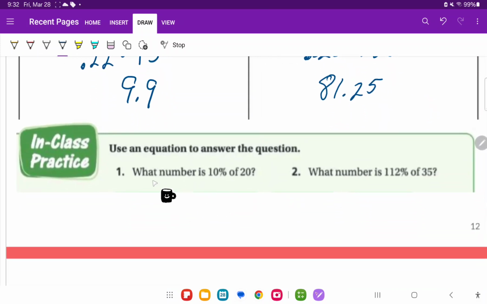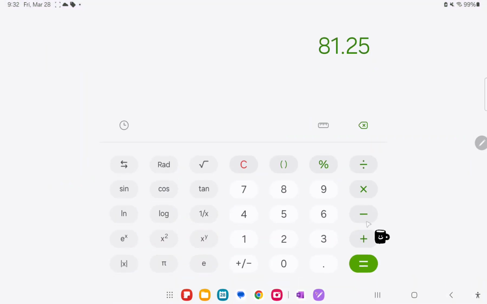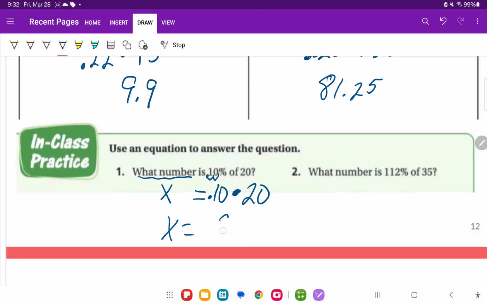All right, so let's look at the bottom right down here. Again, what number? That's going to be our x. We don't know what it is. The word "is" is equal to 10%. That's 0.10. Of is multiply, and then 20. So x will equal 0.10 times 20, and that equals 2. So the x is 2. The number is 2. Why don't you try to do that one on your own?